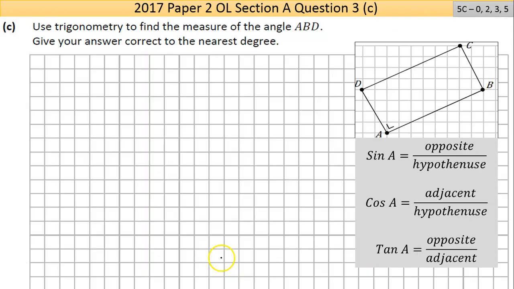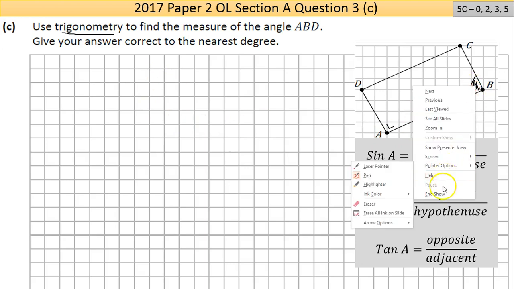That should be it. Now, part C here, obviously they give you a hint here saying use trigonometry to find the measure of the angle ABD. So let's try to find that first. It's the angle ABD. It's that angle there. And give your answer. Sorry, APD. You just get rid of that for a second.